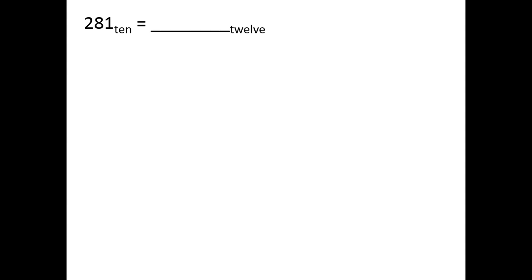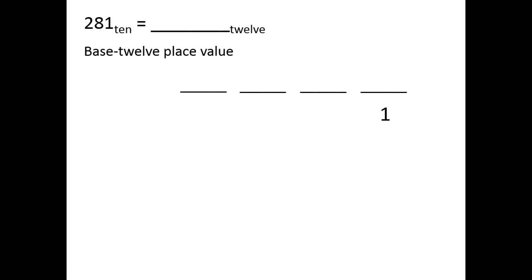Okay, and here's the challenging one. Base 12 is just going to mess with your mind a little bit. If I have 281 base 10 and I want to change it to base 12, I have to think about base 12 place value. 1 is the place furthest to the right. Then I can group 12 together at a time. Then I can group 12 12s, or 144, together. Or I can group 12 times 12 times 12 together and get groups of 1,728, which I don't have that many in this number. This is only 281. So I will not have a 3-digit number.